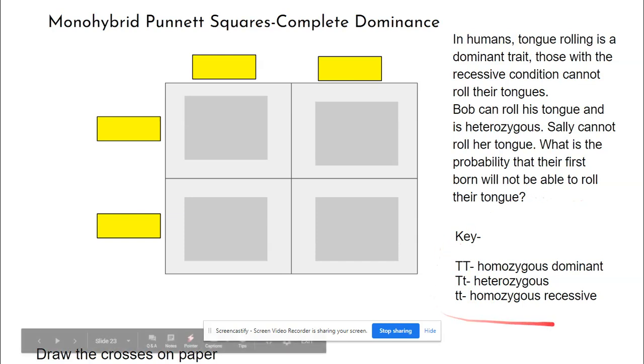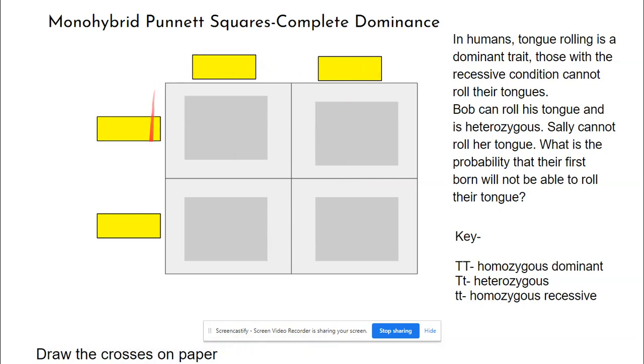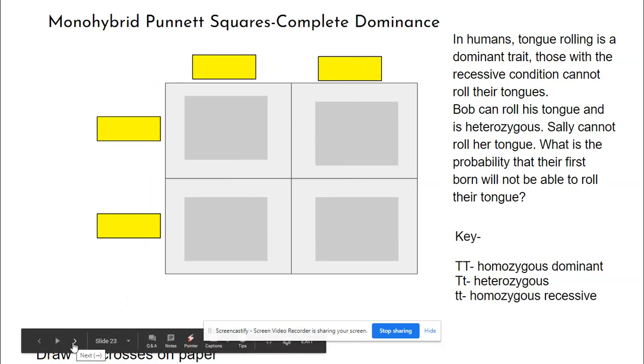So the first step, you want to make a key. Okay, you want to make a key, and in this case, they did not tell you what letter to use, but since we're talking about tongue rolling, we're going to use capital T for homozygous dominant, capital T, lowercase t for heterozygous, little t for homozygous recessive. And we're going to set up our foursquare. Out here on the outside of the Punnett square, we're going to put our parents' gametes.